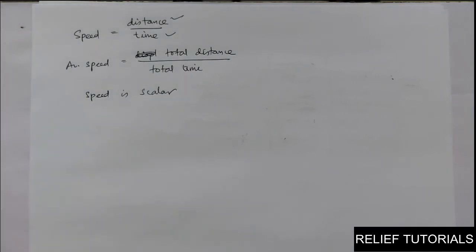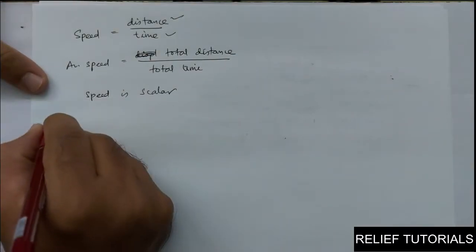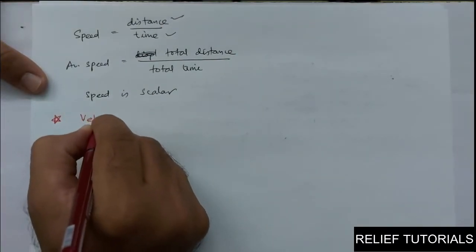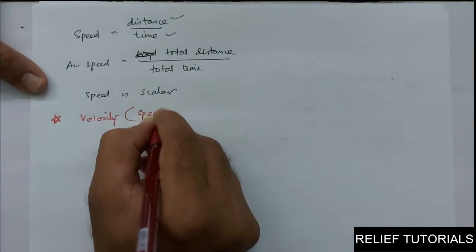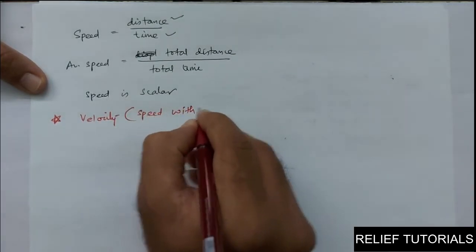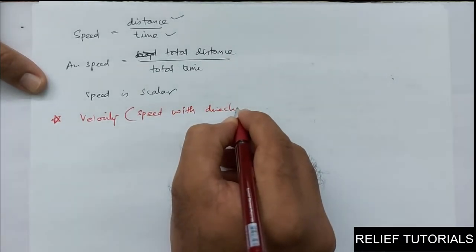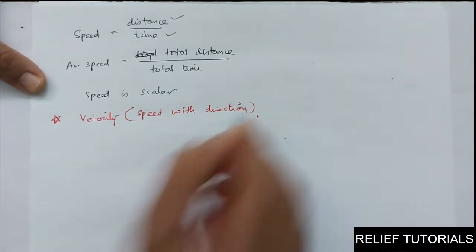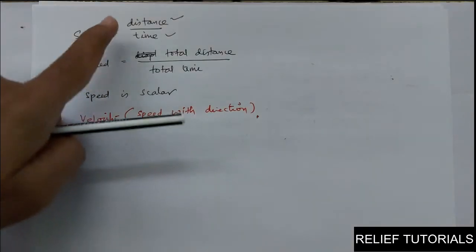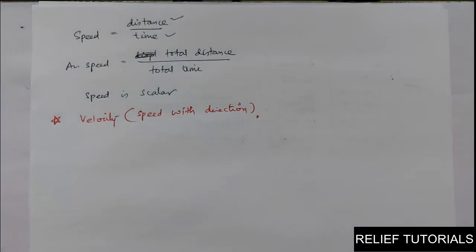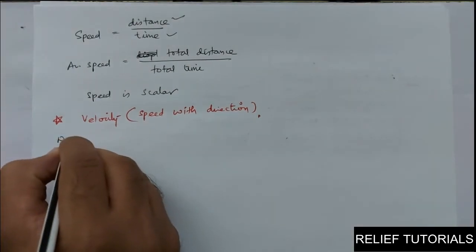So just like speed, we have one more quantity to understand, and that is velocity. It is also called speed with direction, but the term is velocity. Speed is distance upon time and velocity is displacement upon time. So the definition for velocity is very easy.